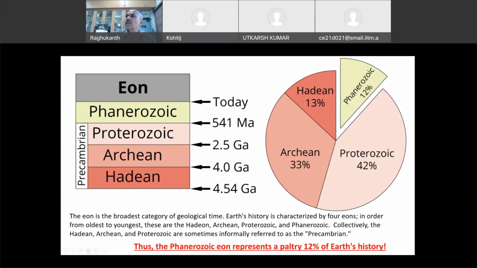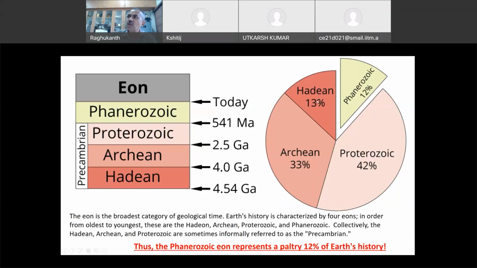It has only 12% of Earth history. The Hadean, Archean, and Proterozoic eons contain almost 88% of our Earth history. But for these eons, the information available to us is very limited. Like that James Head lecture you would have seen, right? He would have said we know hardly 12%, but we don't have information about these eons.